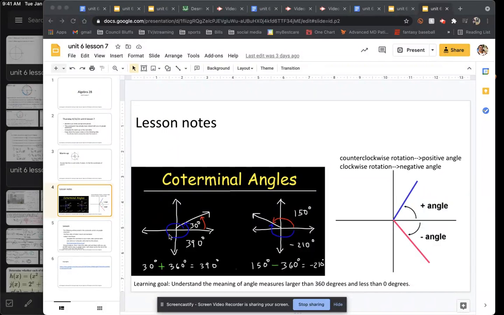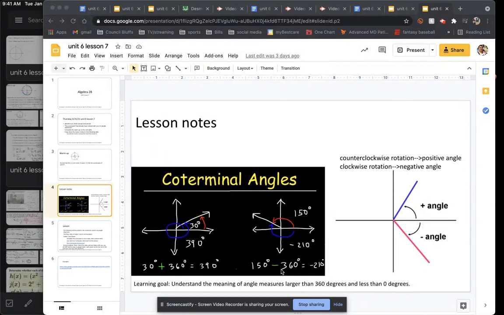And I have a couple of examples here. Okay, in this particular example, I drew a 30-degree angle. But let's say I went around in the circle one time and then moved an additional 30 degrees. Okay, that would be an angle of 390 degrees because I went around in the circle one time, one full rotation, which would be 360 degrees, and then an additional 30. Okay, so 390 degrees and 30 degrees are what we call coterminal angles because they end in the same spot.